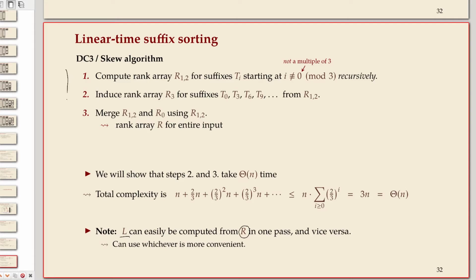So this is the suffix array construction algorithm I'm talking about. It consists of those three steps. We first recursively compute the rank array of suffixes that don't start at a multiple of 3. Then we use this to induce the ranks for the suffixes that do start at a multiple of 3. And finally, we merge those two together to get the rank array for the entire list of all suffixes.